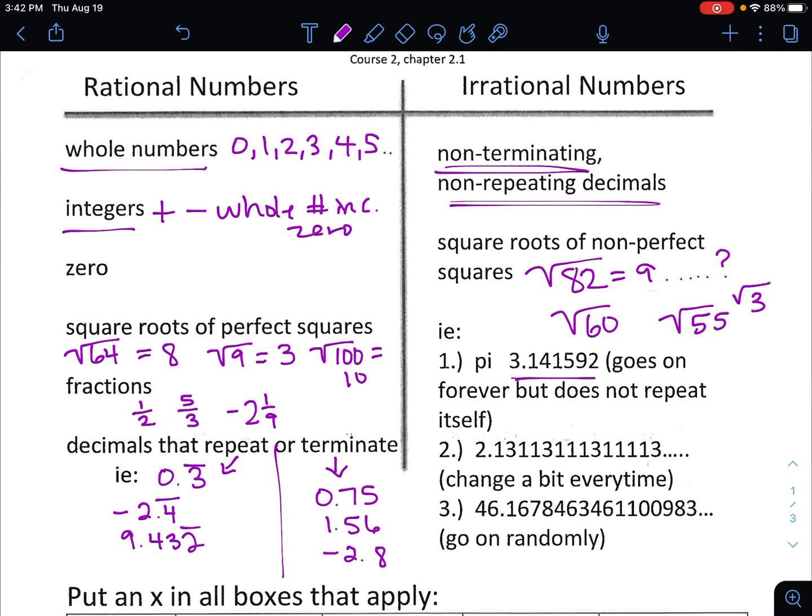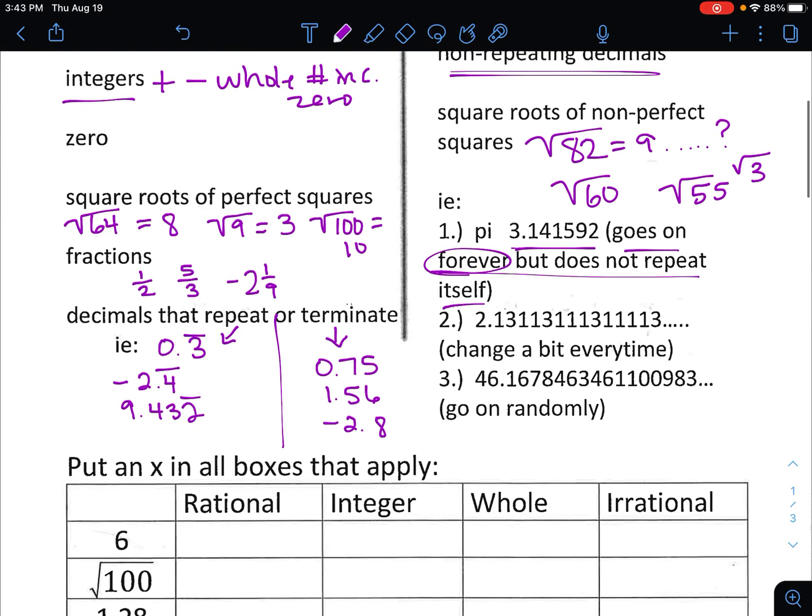Okay, pi. So pi is the relationship between the circumference and the diameter of every circle. Pi goes on forever, but it does not repeat itself. The first few digits are 3.141592, but there is no end to those, so it goes on forever. There's even a high school competition where people have to try to memorize as many digits of pi as they can.